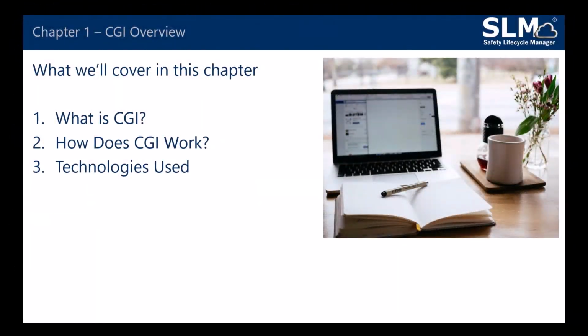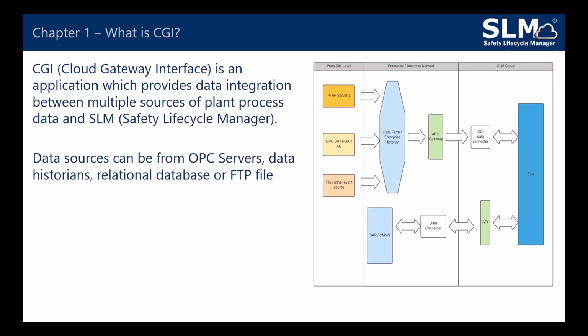In Chapter 1, we'll be covering what is CGI, how does CGI work, and technologies used. CGI is an application which provides data integration between multiple sources of plant process data and SLM. Data sources can be from OPC servers, data historians, relational databases, or FTP files.